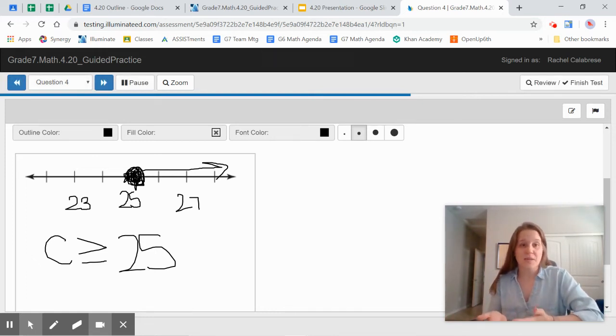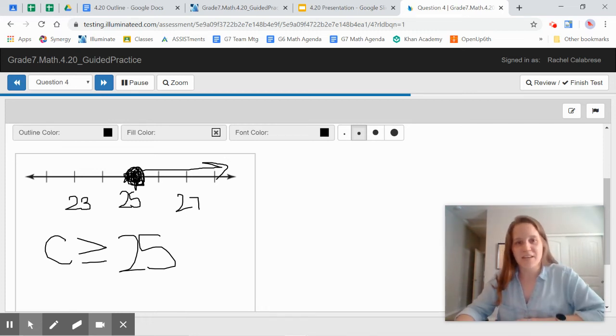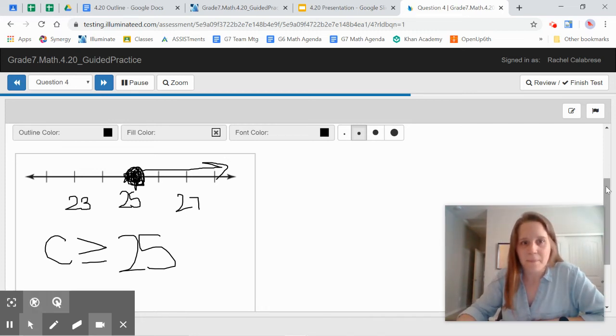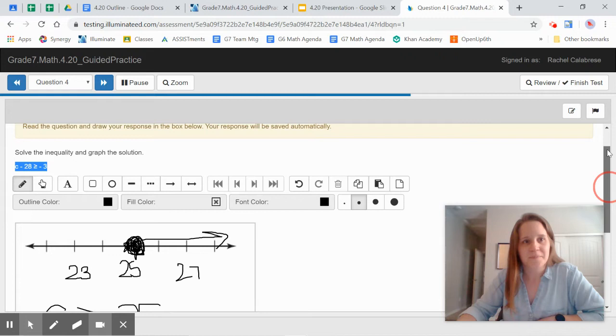Okay, why did I shade in that circle? I shaded in that circle because 25 is a solution. I know that because 25 is greater than or equal to 25. Also, 27 is greater than or equal to 25. Also, 1,000 is greater than or equal to 25. And there are infinitely many solutions. How many? Infinitely many. You got it. Awesome. Go ahead and make sure you have this graph on your paper. Hopefully yours is a little bit more neat than mine is.